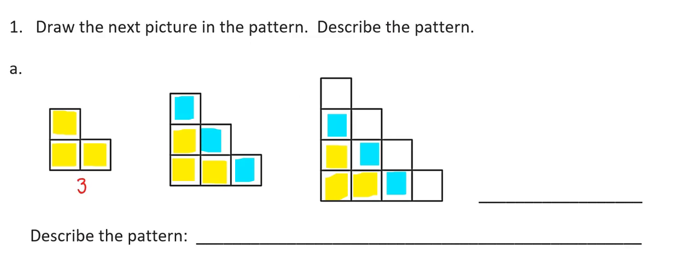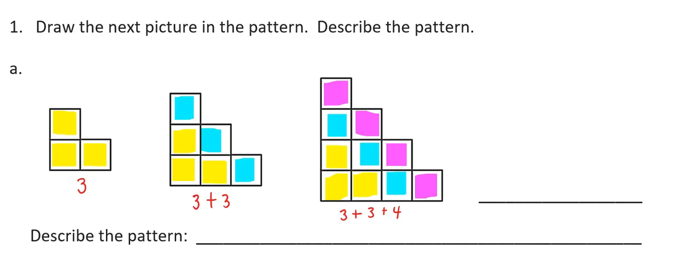So we started with 3 squares, then we took those 3 squares and added another 3 squares, and then we took those 3 squares, added another 3 squares, and then this time we added 4 squares.